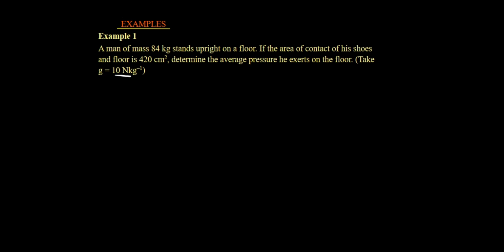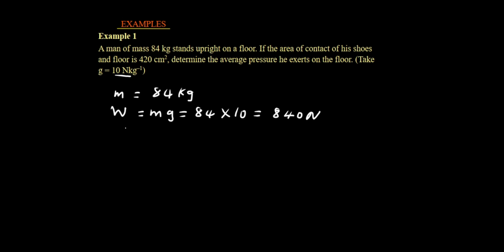So you're going to write down everything that we have. We have the mass, which is 84 kg. And therefore, from the mass, you can get the weight, because weight is equal to mass times gravity. So that gives us 84 times 10, and that's a weight of 840 newtons. And the weight will act as our force. Therefore, our force will be 840 newtons.